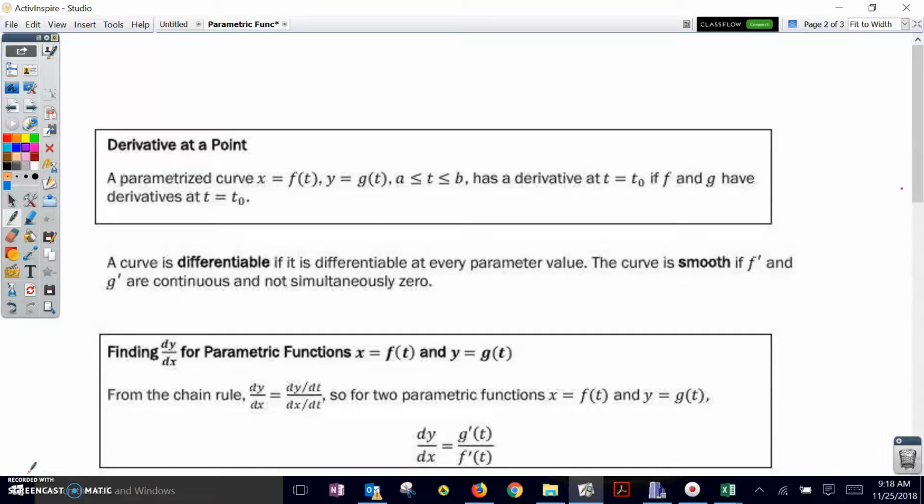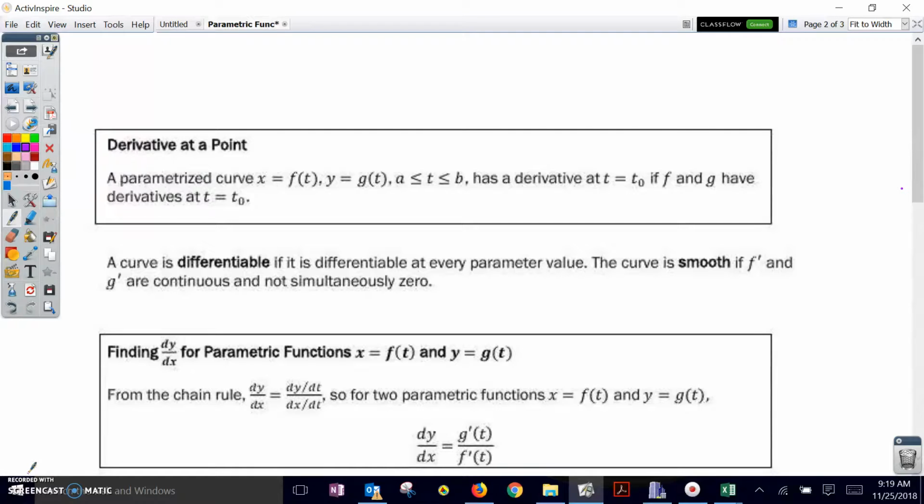It's very simple. If we take the derivative of y with respect to t and the derivative of x with respect to t, from the chain rule, if we just take dy dt divided by dx dt, that gives us dy dx. There's also a couple of other definitions up here.